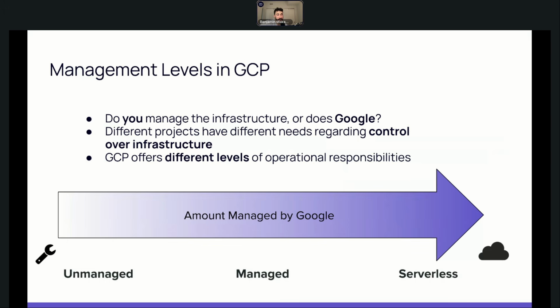Do you handle the scaling, or does Google handle that automatically? The more that those things are automated and handled by Google, the closer to the right-hand side of this slide that service would be. So if you don't have to worry about scaling, if you don't have to worry about updates to the operating system, if you don't have to worry about the infrastructure, then Google is basically taking on all of the operational responsibility for that service. So that is this spectrum.